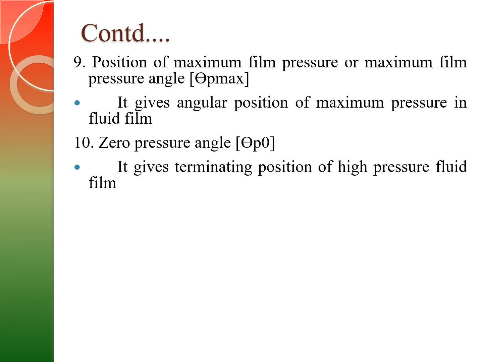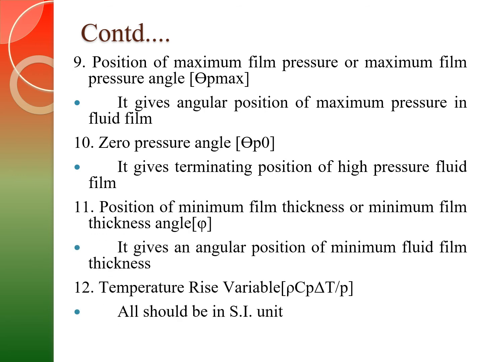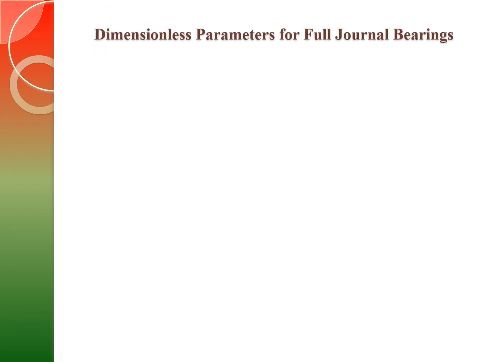Position of maximum film pressure or maximum film pressure angle, it is theta P max. This gives the angular position of maximum pressure in a fluid film. Zero pressure angle, that is theta P0, gives the terminating position of the high pressure fluid film. Position of minimum film thickness or minimum film thickness angle, it is phi. It gives the angular position of minimum fluid film thickness. Temperature rise variable, that is rho Cp delta T upon P, and all should be in SI units.